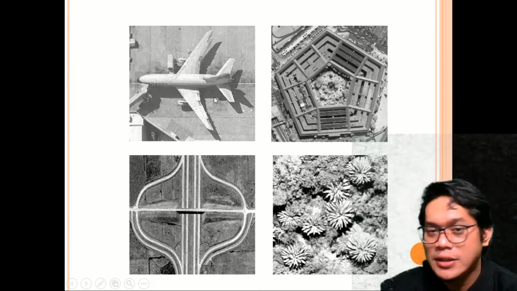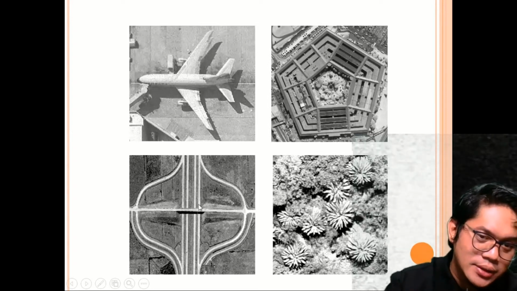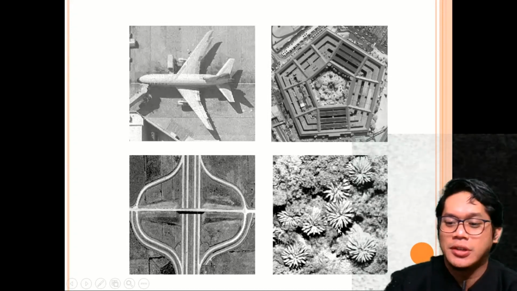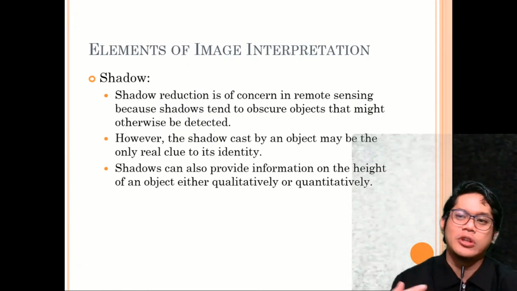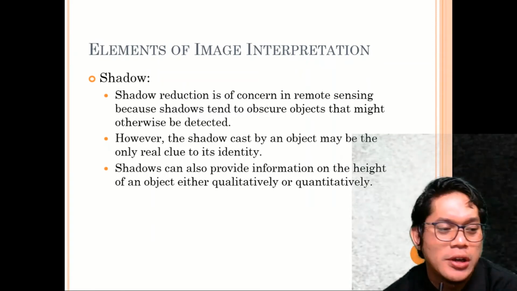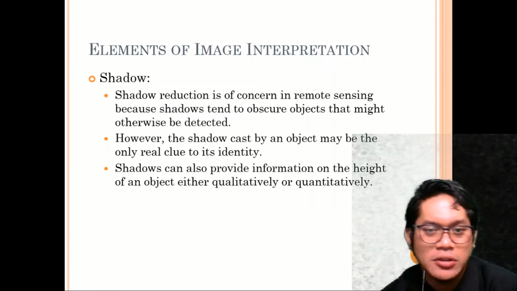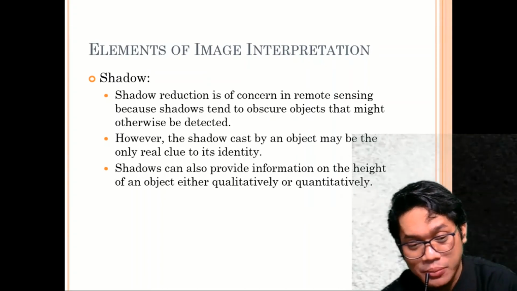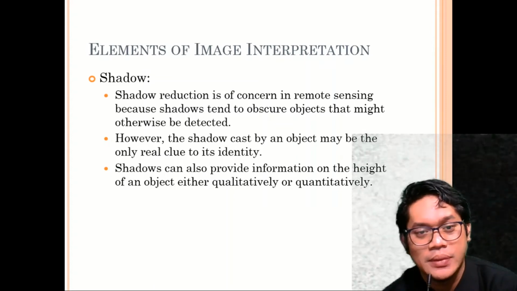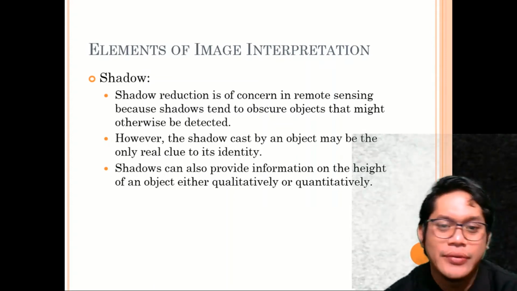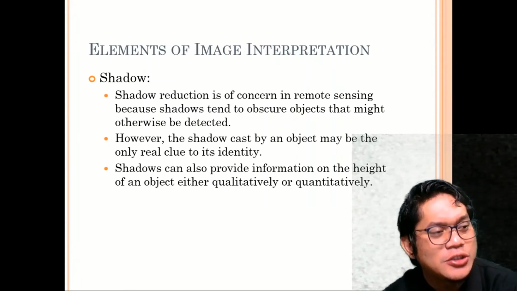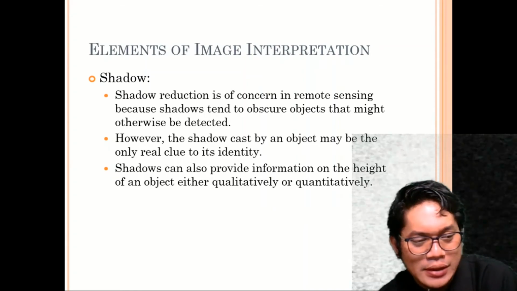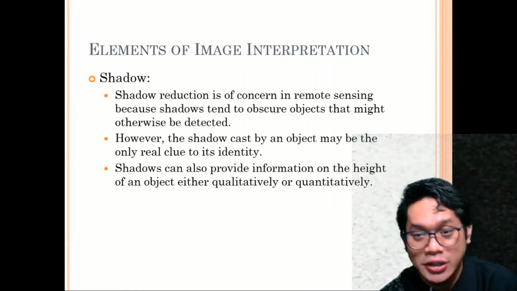You can easily detect the aeroplane, Pentagon buildings, highway intersections, and also the palm trees in the forest. And also we look into the shadows, how important the shadows are to image interpretation. Even though shadows tend to obscure the objects, so that we cannot see what is on the surface covered by the shadows, however, they help us to identify the exact things that this image captured. We can identify through the shadows.